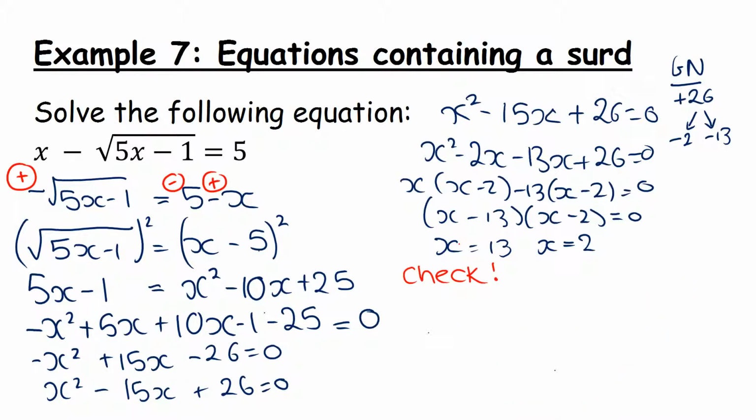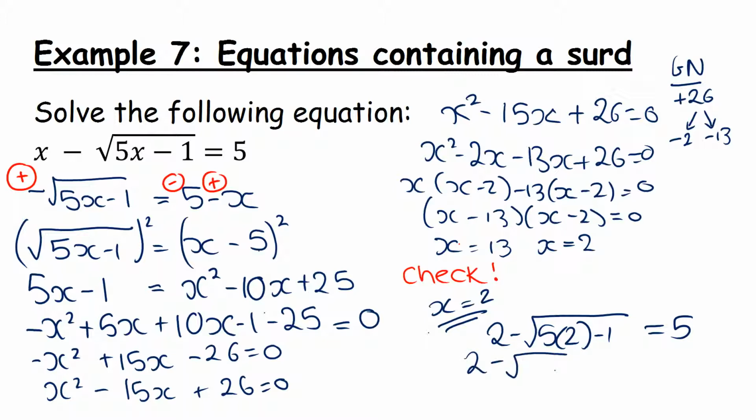Okay. So now let's check x equals 2 and see does it work. So we have 2 minus square root of 5 by 2 minus 1 equals 5. So we get 2 minus the square root of 10 minus 1 equals 5. So we get 2 minus square root of 9 equals 5. So 2 minus 3 equals 5. Is that true? No, that's not true. Therefore, our answer is x equals 13. So this answer here does not work.